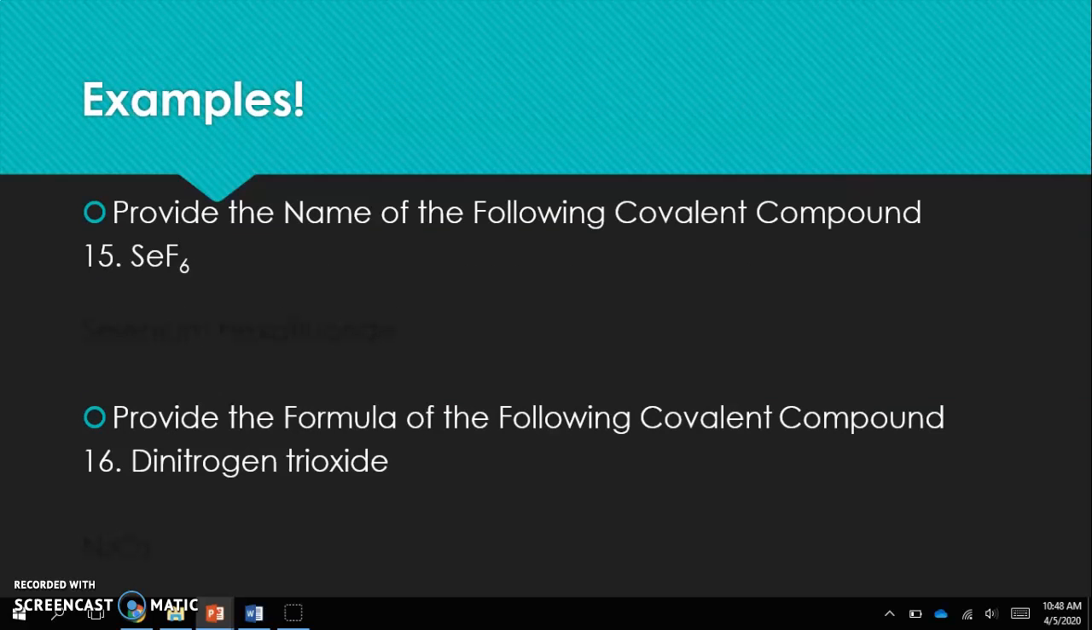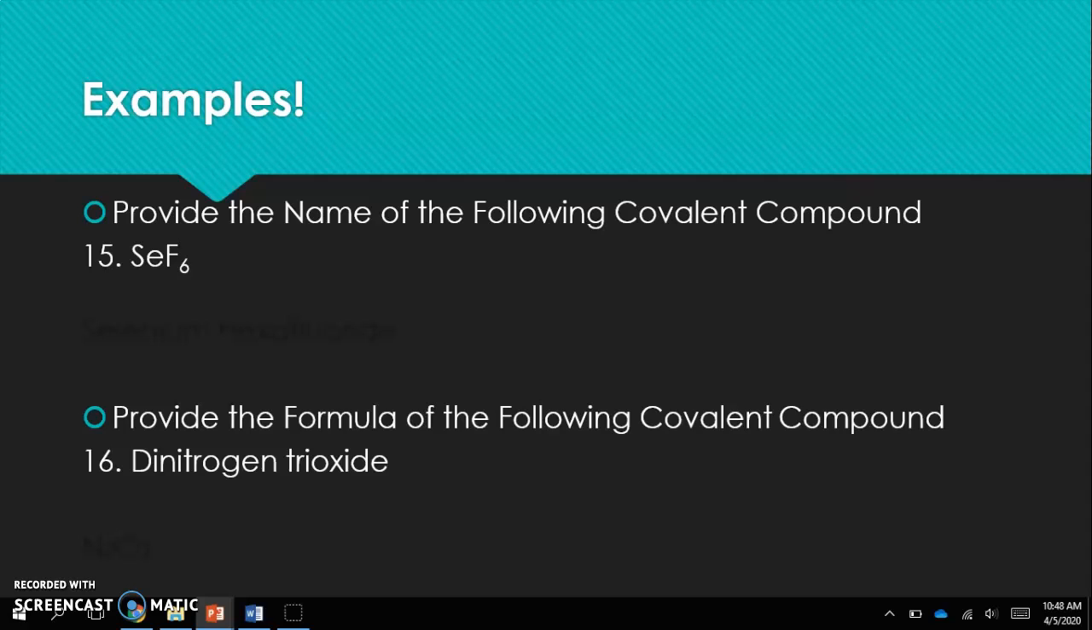So we're going to provide the name of the following covalent compound. So we've got an Se and an F6. So the first thing we want to do is identify the actual elements that are present. So we've got selenium and then we've got fluorine. So we've got one atom of selenium here, because we don't see a subscript, so we're assuming it's 1, and we've got 6 atoms of fluorine here.